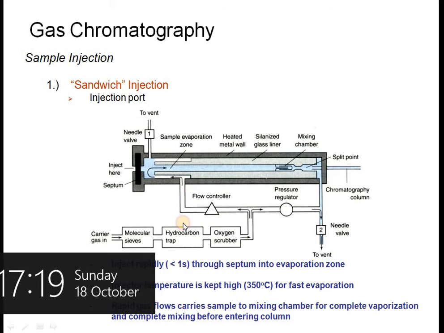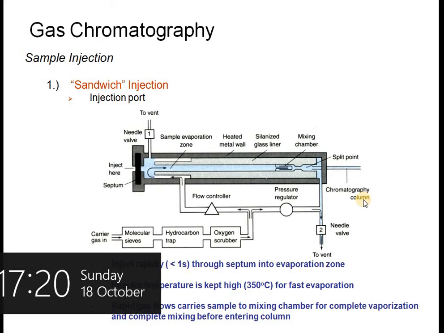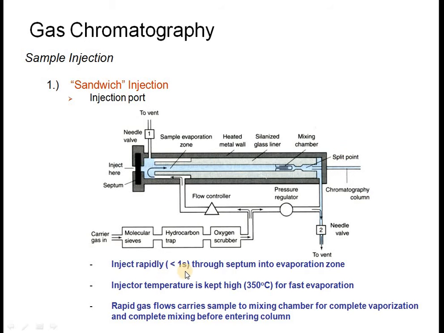But the flow controller goes to the sample evaporation. The sample is injected here, and here is the evaporation of the sample. After that, the sample is mixed in this chamber and the mixture goes through the chromatographic column. So inject rapidly, in 1 second, through the septum into the evaporating zone. Injection temperature is kept high, 350 degrees centigrade, for fast evaporation. Rapid gas flow carries the sample to the mixing chamber for complete vaporization and complete mixing before entering the column.